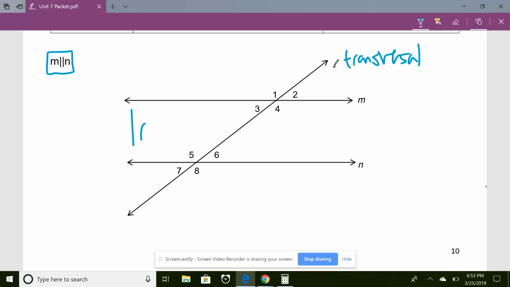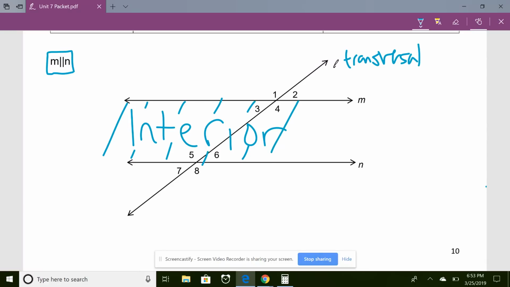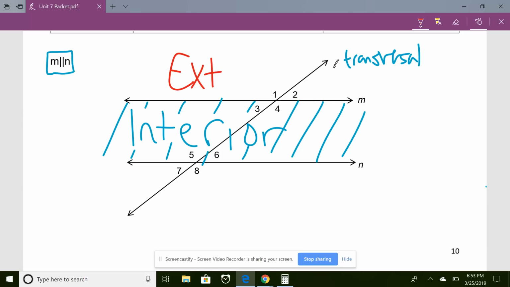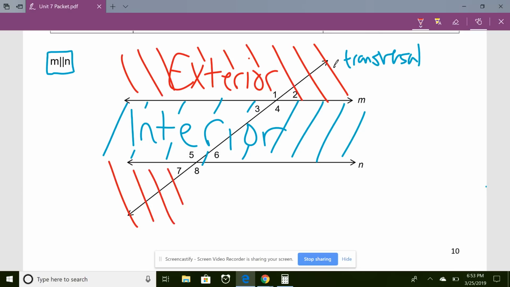The interior is everything on the inside of the two parallel lines cut by the transversal. The exterior is everything on the outside. So all of this is considered the exterior. You can think of it like a house: interior of a house, inside; exterior, outside.